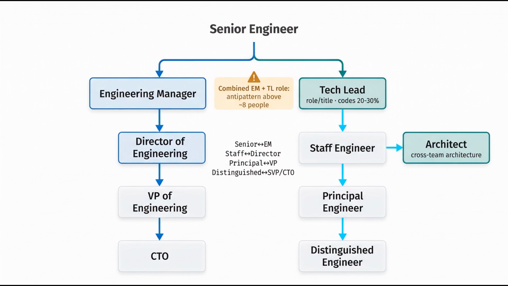These tracks are equivalent in terms of impact. Staff engineer is the counterpart to director. Principal is the counterpart to VP. Distinguished engineer is the counterpart to CTO. This isn't hierarchy, it's symmetry of influence. Dual track isn't an organizational option, it's a structural necessity. But roles alone aren't enough. You also need to know who decides what.